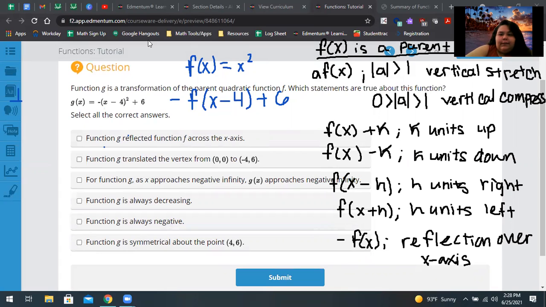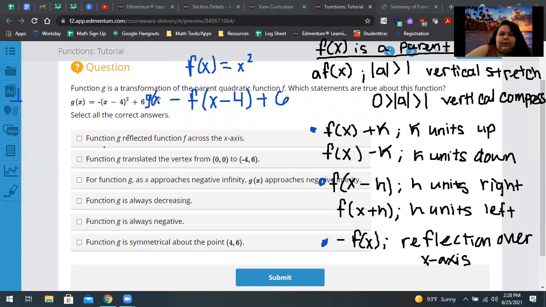So we have something with this. X minus 4 is on the inside. That's the same thing as x minus h. So we know it's 4 units to the right. This plus 6 is lingering on the outside. We know that it's going to be shifted 6 units up. So let's go ahead and read each statement to see which one is true. It says function g is reflected, g, so this new one, right? That new change, this is g.